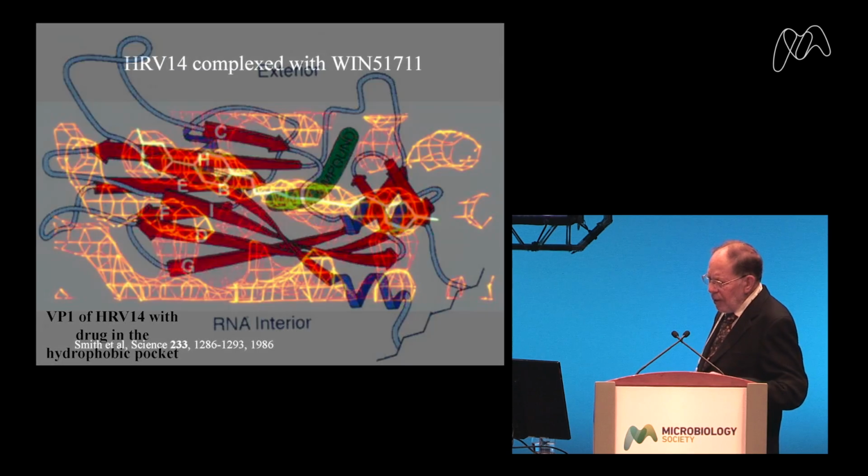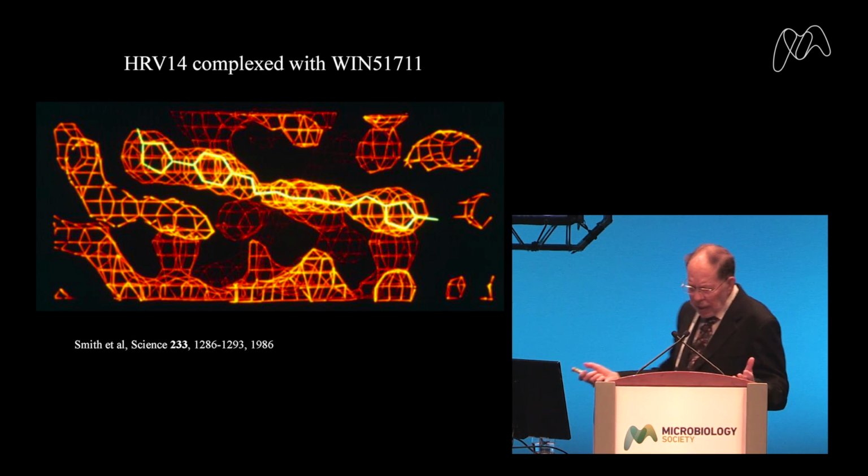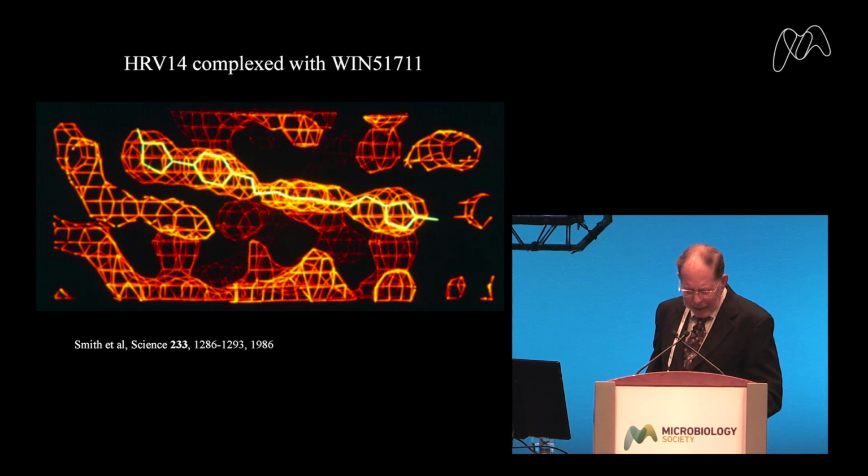And we also found, working with people at Sterling Winthrop Company, that there were small molecule inhibitors, and these inhibitors bound into the hydrophobic area of the center of this beta barrel fold. Now, the center of this must be hydrophobic in order to fold up so as to exclude the water. And here is one of these compounds, WIN 51711, which we found bound in this. And they stabilize the virus, and that's how they work. The virus could not uncoat and also could not attach easily.